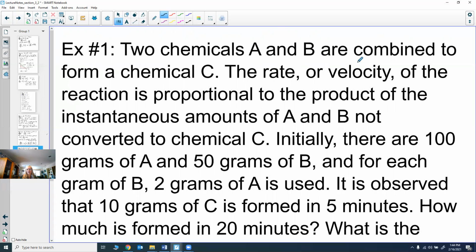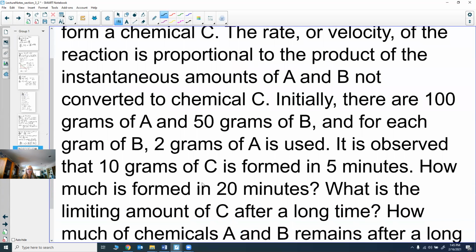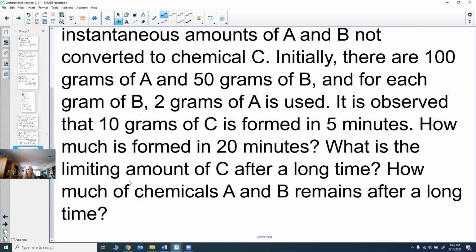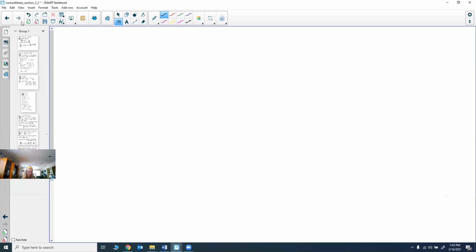Two chemicals, let's say A and B, are combined to form a chemical C. The rate or velocity of reaction is proportional to the product of the instantaneous amounts of A and B not converted to C. Initially, there are 100 grams of A and 50 grams of B, and for each gram of B, 2 grams of A is used. It is observed that 10 grams of C is formed in 5 minutes. So how much is formed in 20 minutes? And what is the limiting amount of C after a long time? How much of the chemicals A and B remain after a long time? That's the question we're asking. So let's see how we go about doing this and what this looks like.